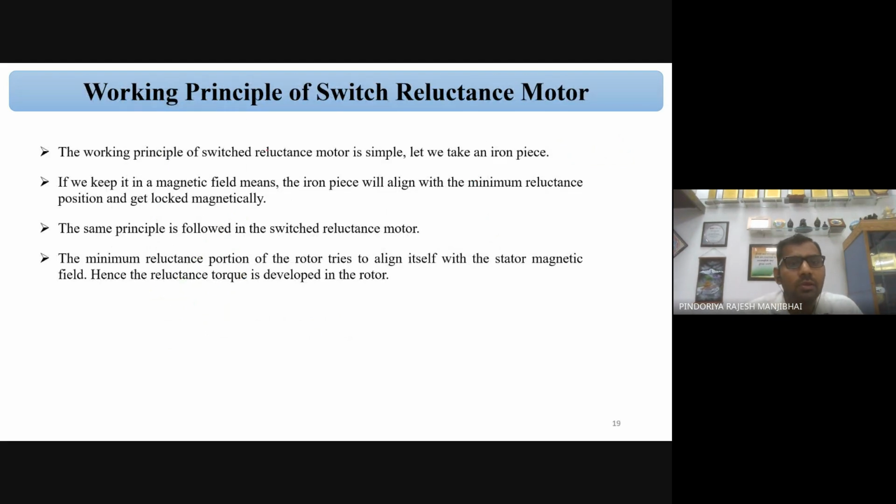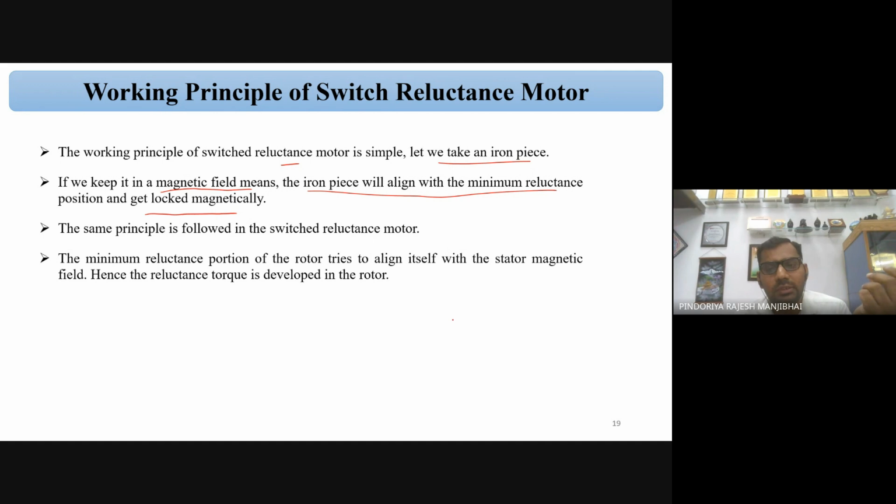The working principle of the switched reluctance motor is simple. We can take an iron piece, simple. If we keep it in a magnetic field, the iron piece will align with the minimum reluctance. Just as current flows through the least resistance, similarly flux flows through the least reluctance path and locks magnetically.